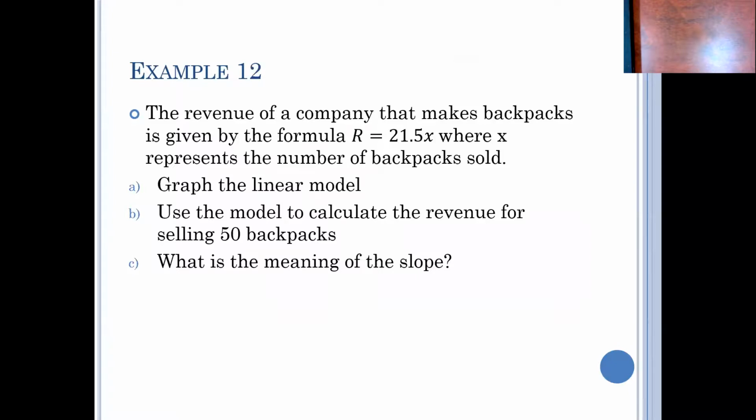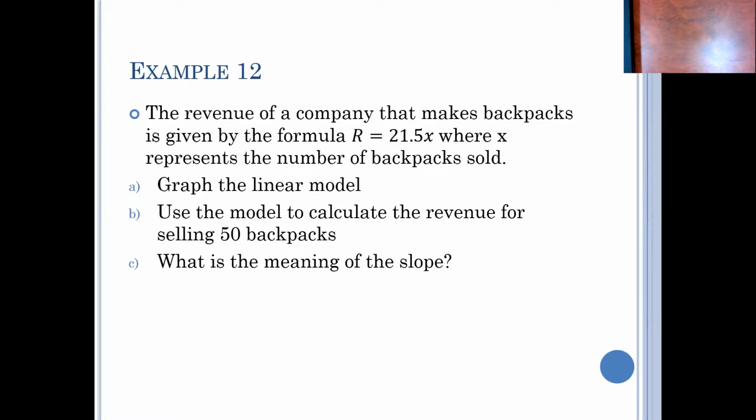So it says the revenue of a company that makes backpacks is given by the formula R equals 21.5x, where x represents the number of backpacks sold. And what we're going to do is graph this model or equation that basically finds the revenue for selling backpacks. And then after we graph the model, we're going to use the model to calculate the revenue for selling 50 backpacks. And then we're going to talk about the meaning of the slope.